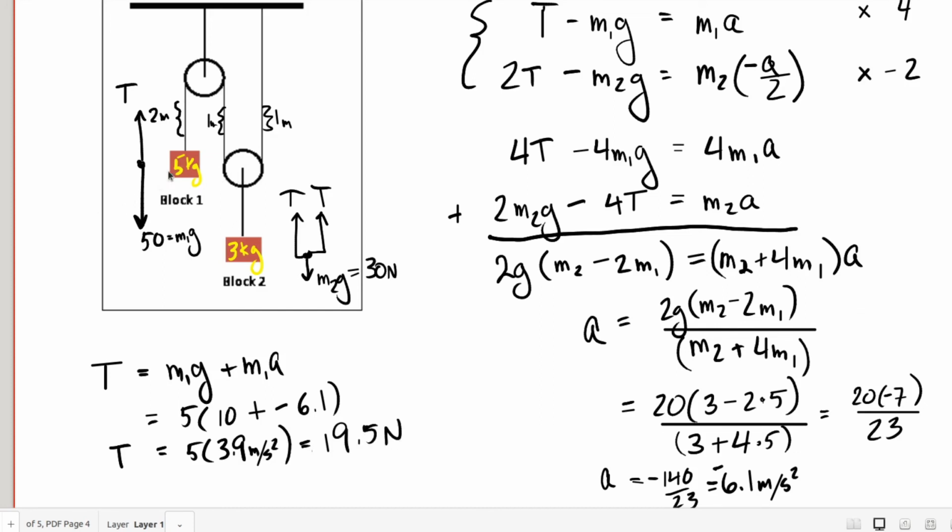Now, does this make sense? Let's see, since this block weighs 50 newtons and we know that it's going to accelerate downward, we know that the tension needs to be less than 50 newtons, which in fact it is. Since block 1 moves down, we know that block 2 must be moving upwards, which means that 2T must be more than 30 newtons. So T must be more than 15 newtons, which it is. So this all checks out. So just based on that consideration, we knew that T needed to be a number between 15 and 50, and we have confirmed this makes sense.